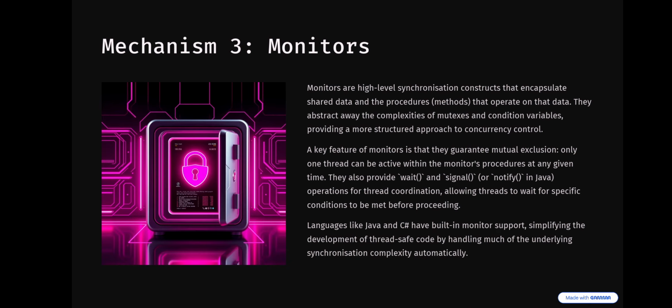They also provide wait and signal, or notify in Java, operations for thread coordination, allowing a thread to wait for a specific condition to be met before proceeding. Languages like Java and C++ have built-in monitor support, simplifying the development of thread-safe code by handling much of the underlying synchronization complexity automatically.